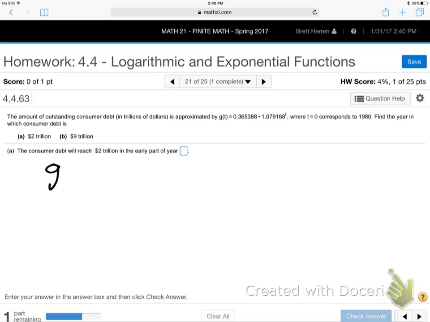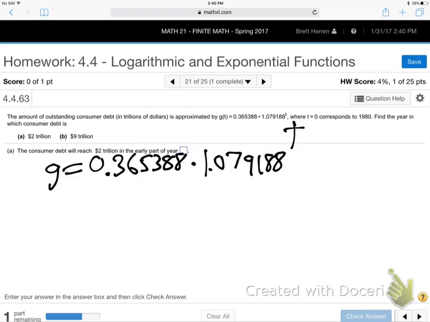Okay. So they're giving me this big formula. G, I'll just say, equals 0.365388 times 1.079188 to the T. And they're saying on part A, the consumer debt will reach $2 trillion in the early part of the year. So it's a track in the consumer debt. So how do we do it? What do they want me to do?